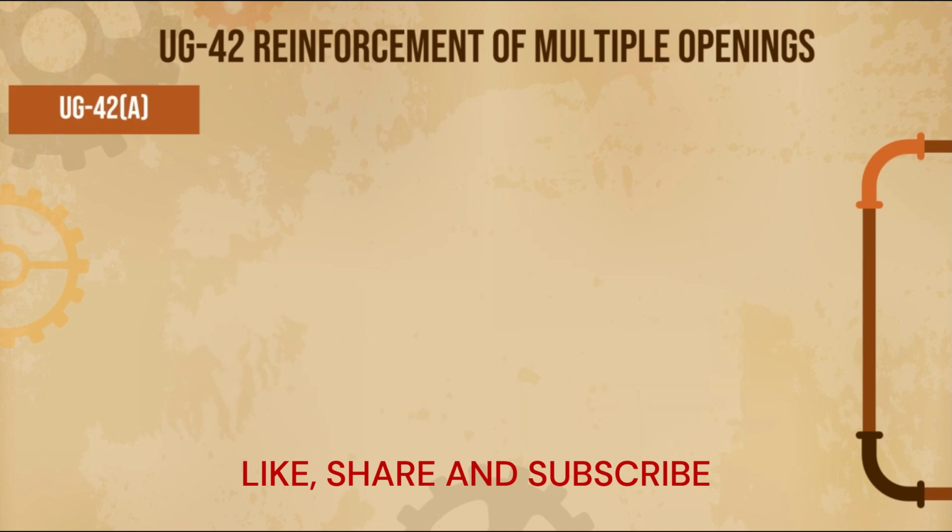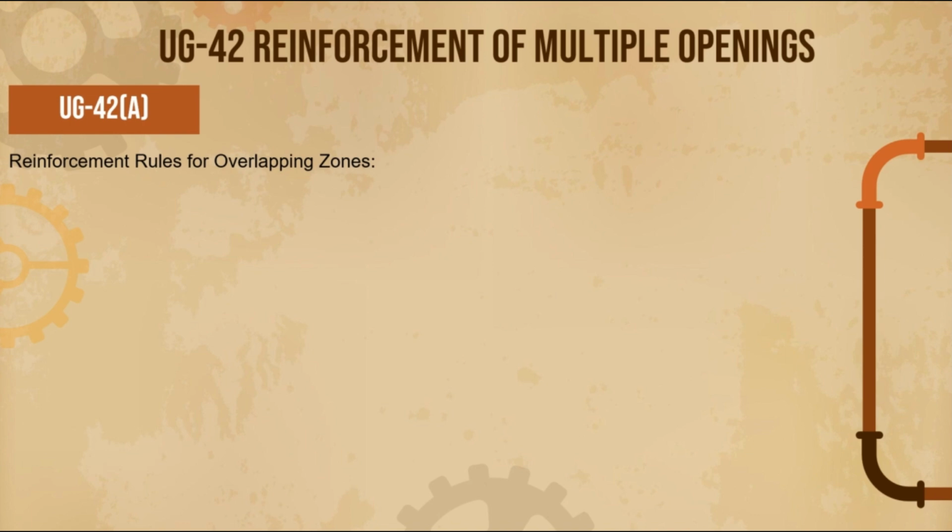UG-42A deals with two openings. So let us see reinforcement rules for two openings which are overlapping. For reinforcement of two openings, the limits of reinforcement can either overlap or be far away from each other.